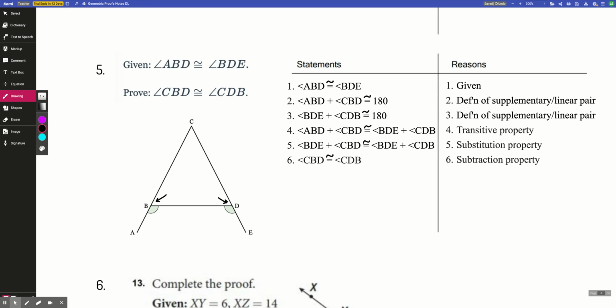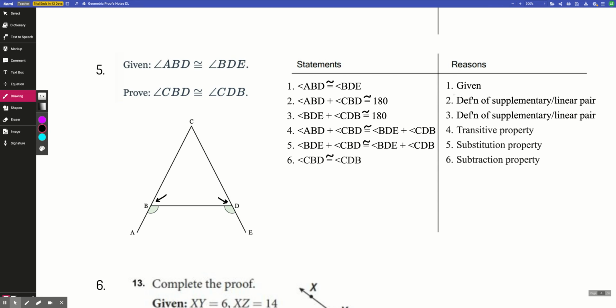Because the angles that they're directly attached to, which both make straight lines, are congruent, right? So if you take away those two green angles that are both the same, you should be left with two other angles that are also the same. So that's essentially what this proof is doing, okay?